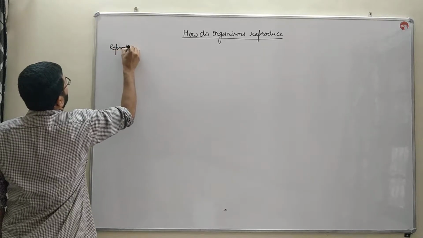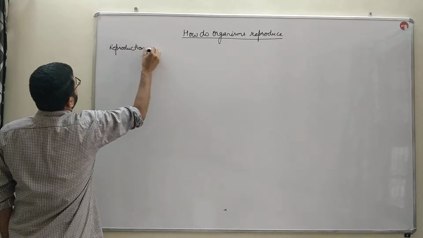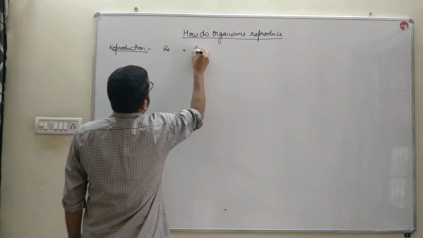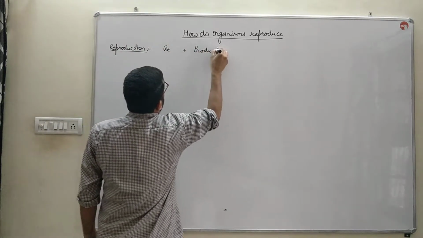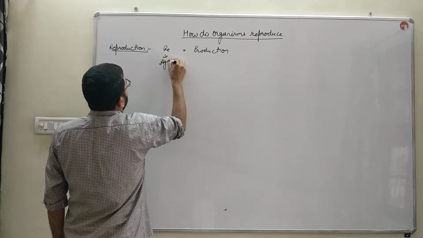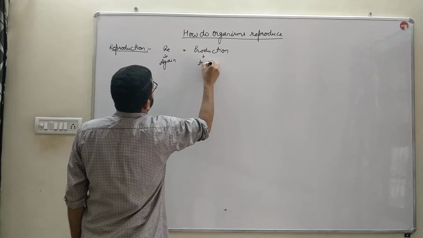The term is referred as reproduction. It is composed of two terms. One is re and the other one is production. Re means again and production means to make new things.